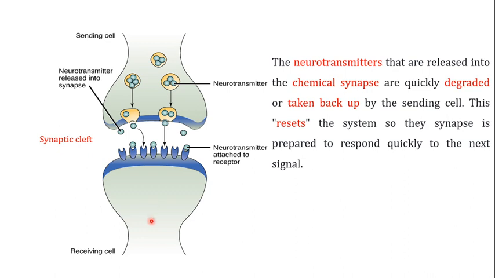As I've told you, this change can be in the form of opening of the ion channel, or changes in the electrical potential of the receiving cells. Now when the neurotransmitters bind to this receptor and a signal is generated, you do not want the attachment of the neurotransmitter to this receptor to be permanent. This interaction is for a very short time, and once the response is generated, the neurotransmitters are quickly degraded, or they are taken back up by the sending cell. The importance of this mechanism is that it resets the system so that the synapse is prepared to respond quickly to the next signal.